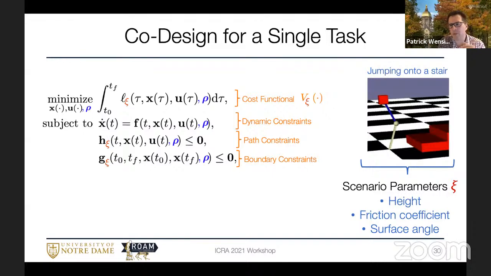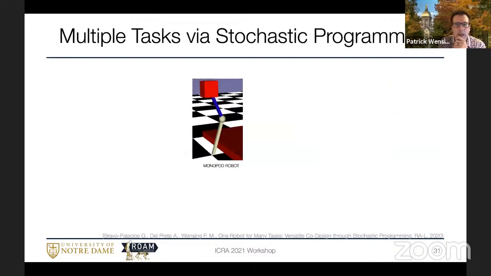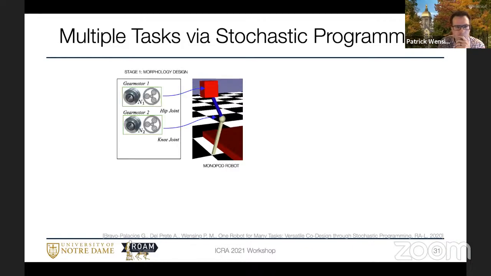But we don't just want to jump up one set of stairs. We want robots to be able to handle multiple different types of environments. And so we've been looking at how we can use some tools from an area of nonlinear programming called stochastic programming in order to design robots that are good at multiple different tasks. So we're going to optimize gear ratios and link geometry. And these things are going to be what I'm going to call stage one decisions. They're things that we decide on first, and then they're fixed.